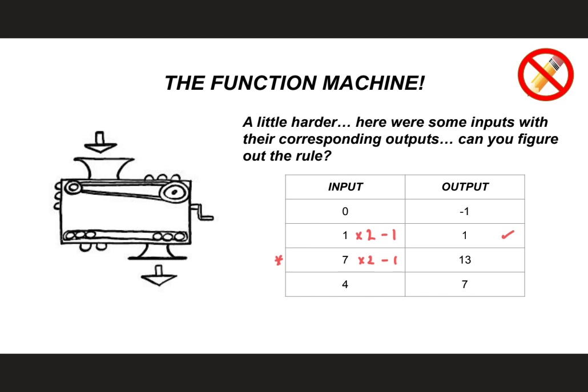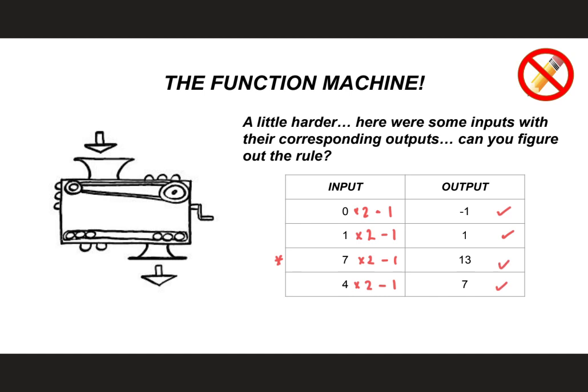Let's see if it works for the first line. 0 times 2 is 0. We're going to subtract 1. That gives me -1. That works. Now let's check the last line. 4 times 2 is 8. And then we're going to subtract 1. 8 minus 1 is 7.